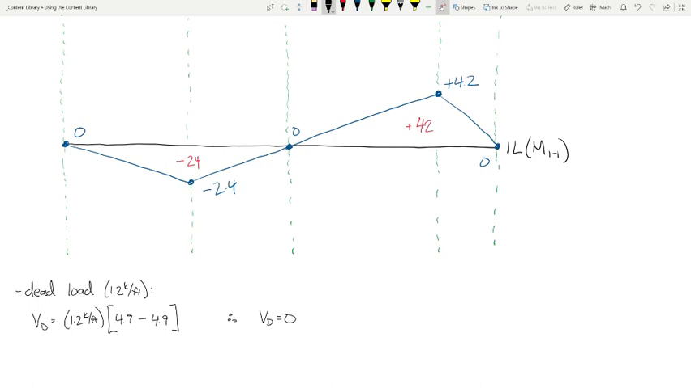So if you were to actually draw the shear diagram for the dead load and look at the shear right there, it would be 0. And if you don't believe me, compute the reactions. Put it in Mastan. Analyze it. You'll see it's 0.